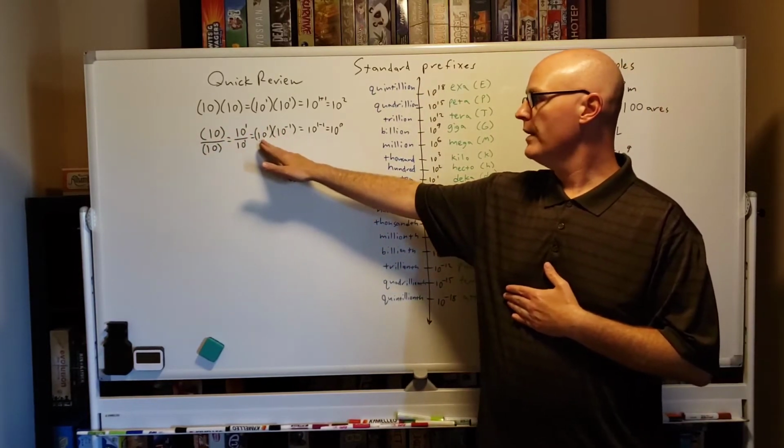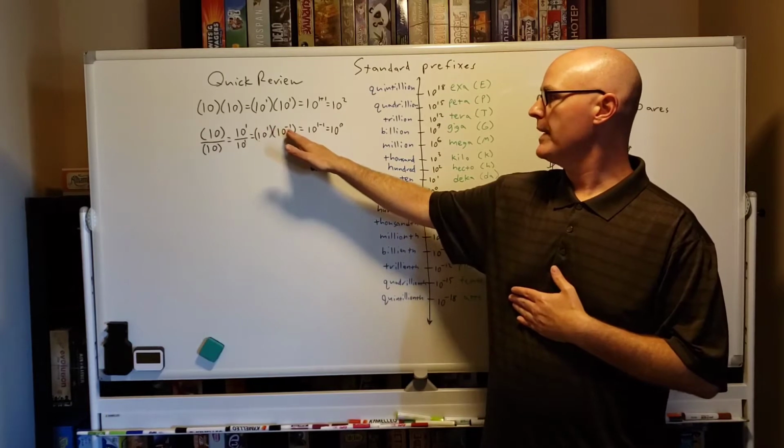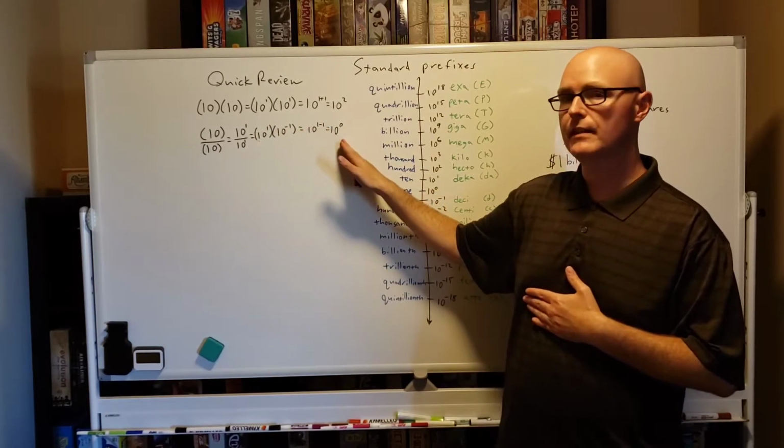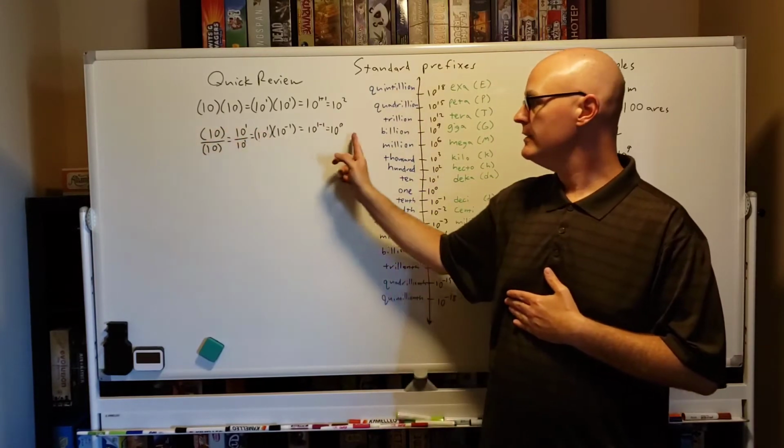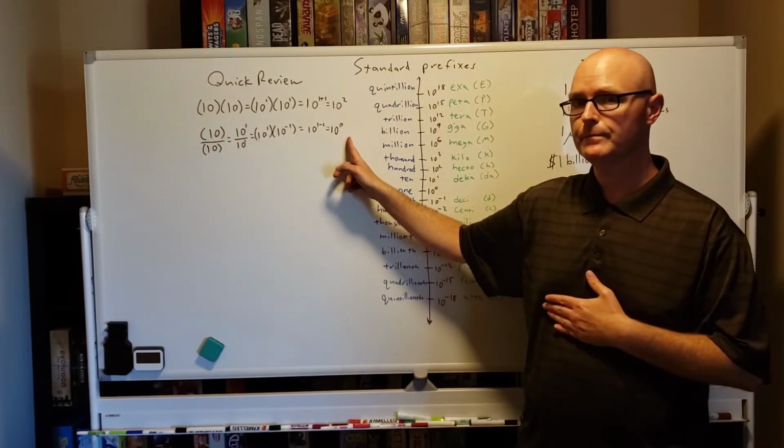So 1 minus 1, or 10 to the 0, which is 1. So 10 divided by 10 is 1. 10 to the 0 is 1.